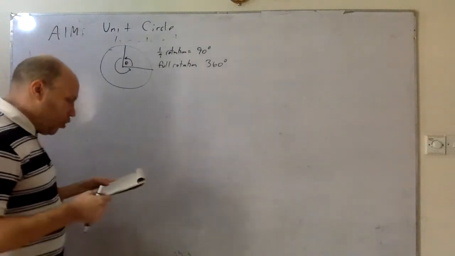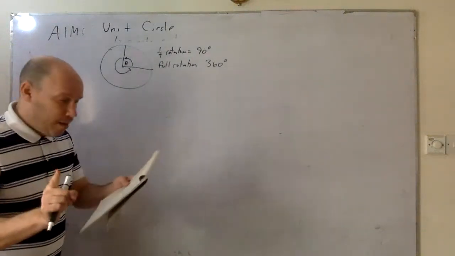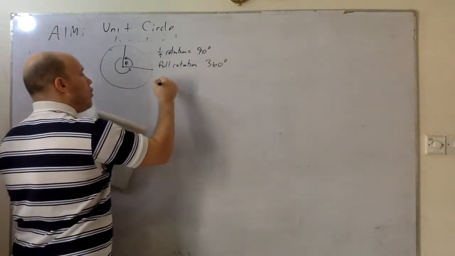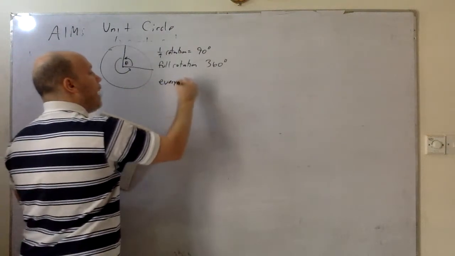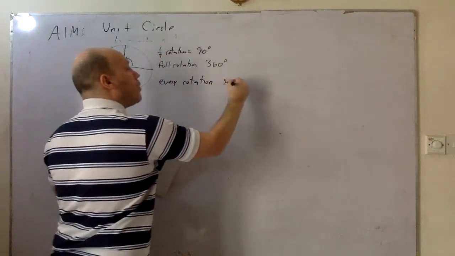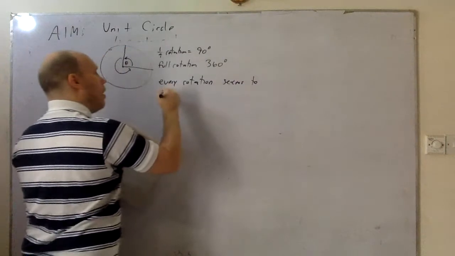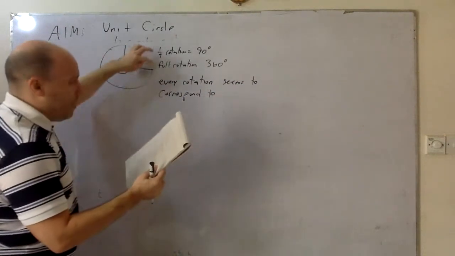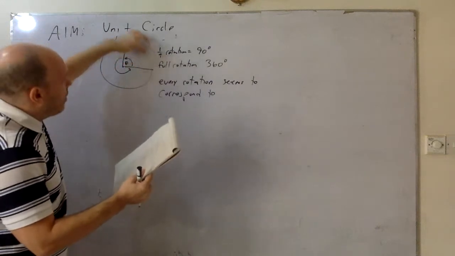So what we're going to do is we're going to notice that every rotation seems to correspond to a unique arc length.